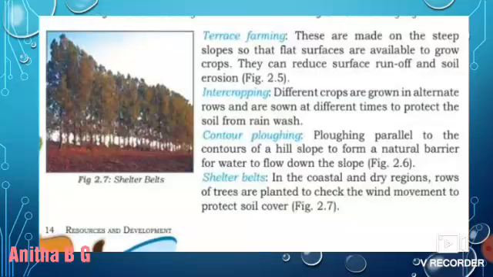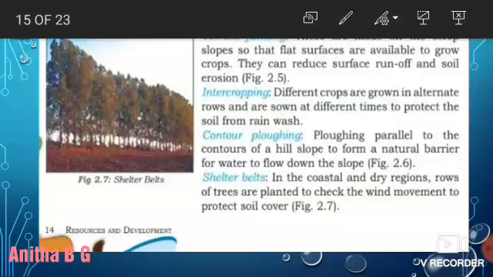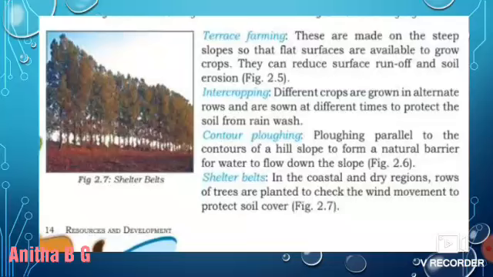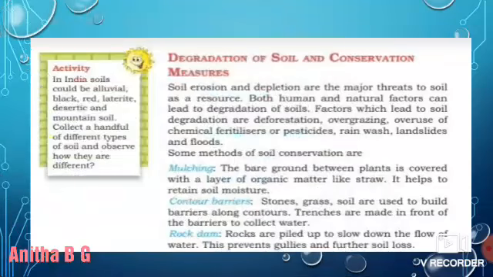Next one, shelter belts. Shelter belts means in the coastal and dry regions, rows of trees are planted to check the wind movement to protect soil cover. So in figure 2.7 we can see the shelter belts. These are the rows of trees planted to check the wind movement to protect the soil cover. So these are the ways of conserving soil.